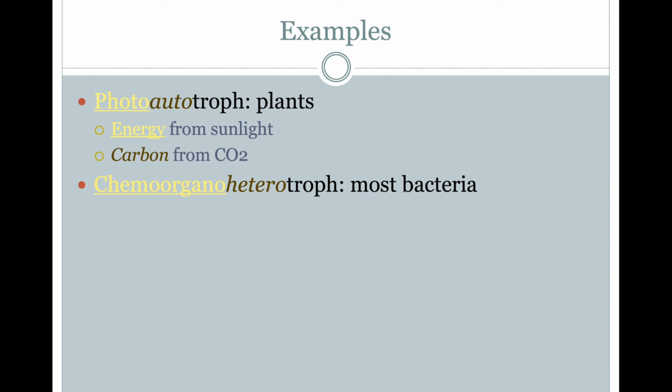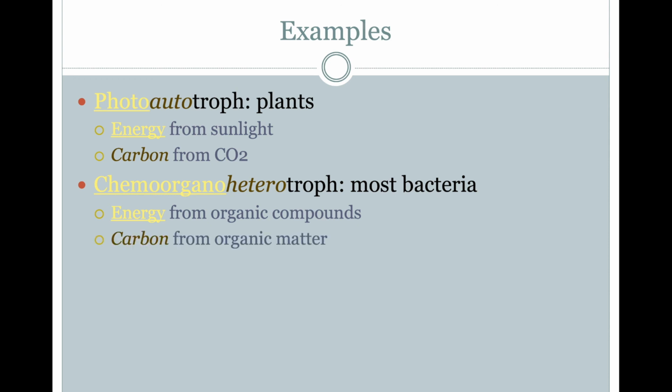Chemoorganoheterotrophs are pretty much most other organisms on the planet, but there are definitely exceptions to the rule. Most bacteria do fit under this terminology. In chemoorganoheterotrophs, the energy, that first term, means they get their energy from organic compounds. And in this case, the same thing for their carbon source, also from organic matter.